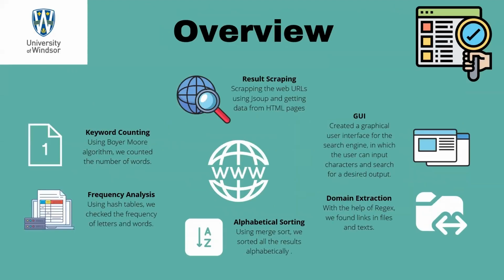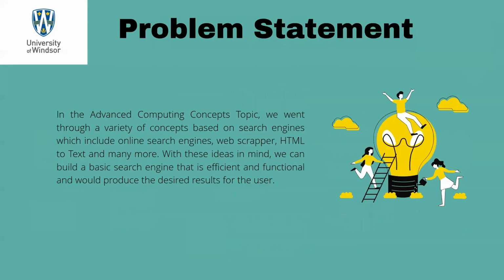So overview. The overview is where we have implemented all the features for our project. These include result scraping, keyword counting, frequency analysis, alphabetical sorting, domain extraction, and the graphical user interface, that is the GUI. We have added a small summary of all these features as well. Moving forward, my colleague Ajish will continue.